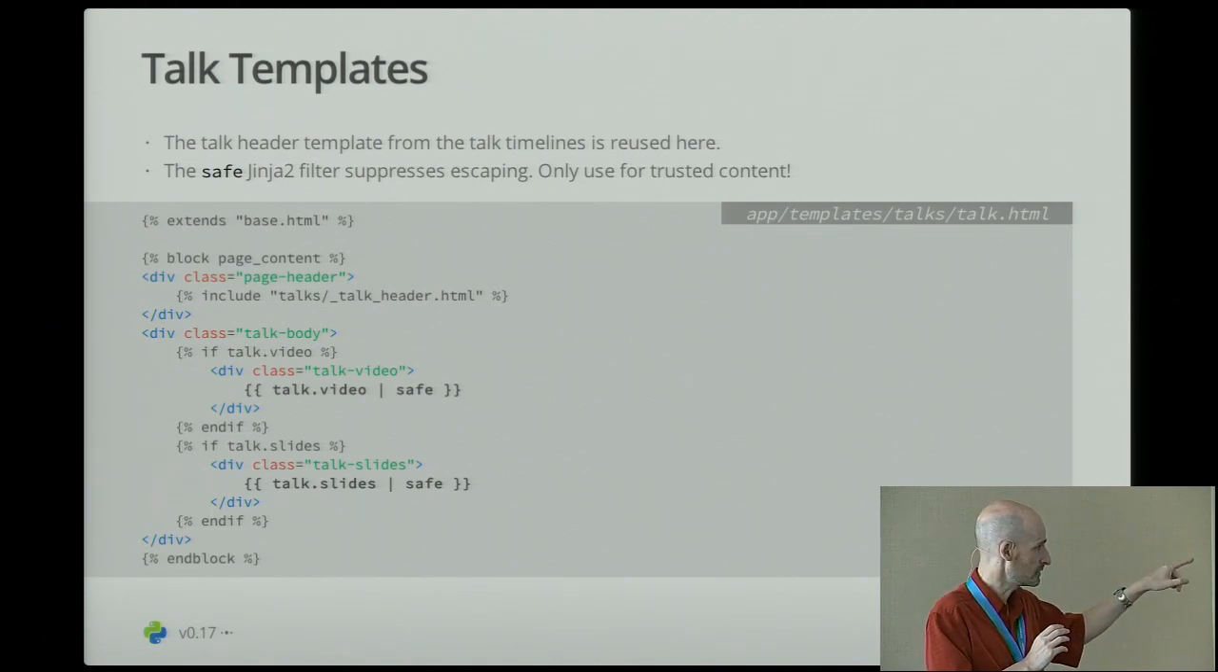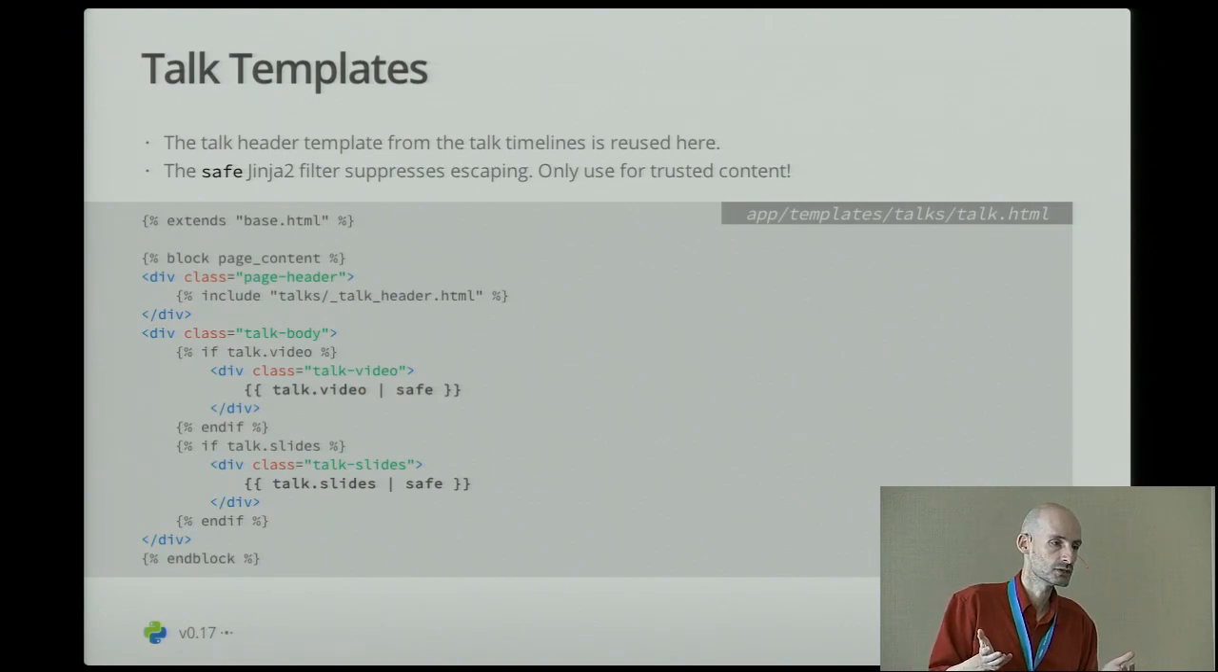These are optional, so I need to check. If I have a video on the talk, I show it. If I have slides, I show the slides, and then that's it. Now the video and the slides are HTML code. For example, if it was a video, you would go to YouTube and say embed, and that will show some code, right? And that's the code that you're going to enter in the talk page when you define your talk.